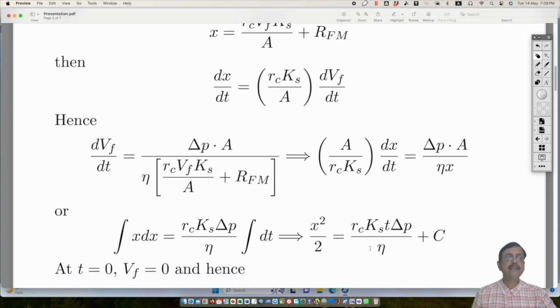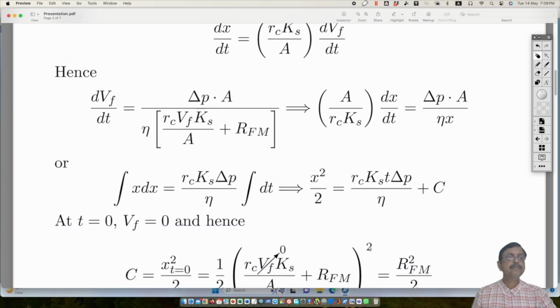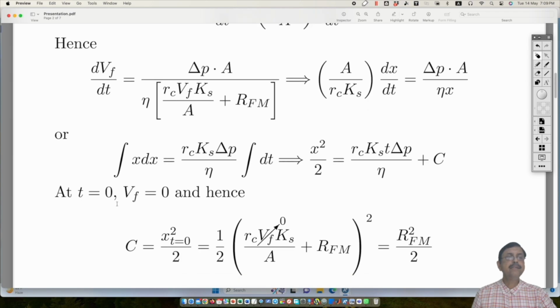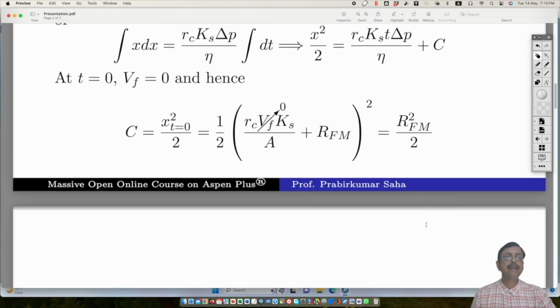Now we have to find the c, constant of integration. At time t is equal to 0, obviously, initially there is no filtrate. Okay, Vf is also 0. So c is equal to x at t=0 square by 2, which is half of Rfm whole square. So put this over there.